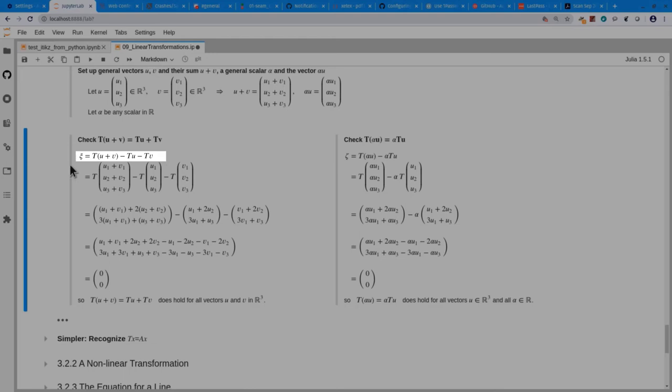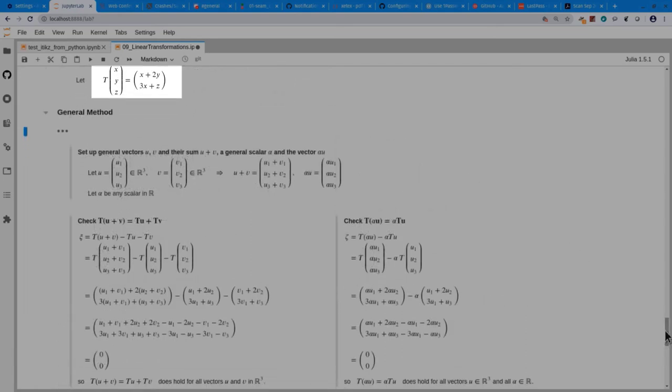Since I don't know what the output is going to be, I'll simply give it a name. I'll call it xi, and now I can write a nice sentence. Xi is equal to this expression, which I then substitute, simplify, simplify, simplify. And eventually, I want to come out with (0, 0) if it's linear. So let's see how this goes. T applied to u plus v, I had already pre-computed, so T applied to the u plus v vector, minus T applied to the u vector, minus T applied to the v vector. So next I have to transform, so I have to remember what my transformation T was.